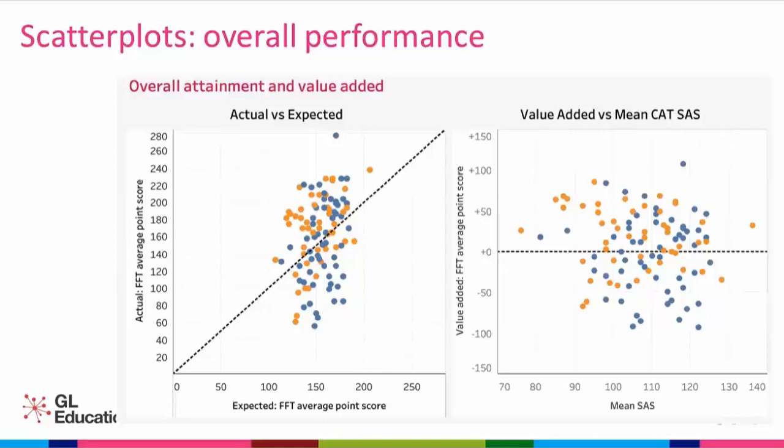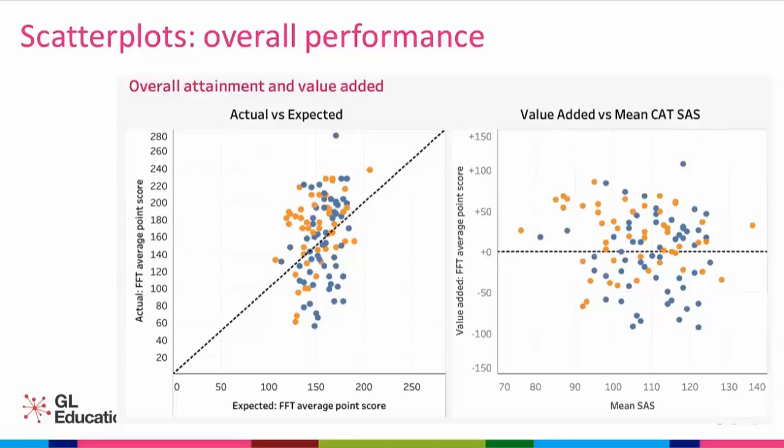The scatterplot on the right is similar, but this time we're plotting their CAT score on the bottom. So students on the far right have higher CAT scores, students to the left have lower CAT scores, and on the vertical axis, the y-axis, we're plotting their value-added scores. So students above the dotted line have positive value-added scores. Their results are higher than expected, and students below have a lower value-added score.